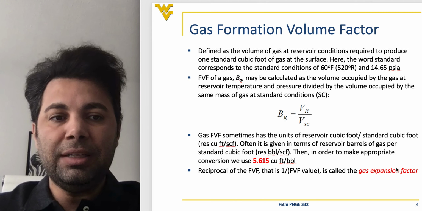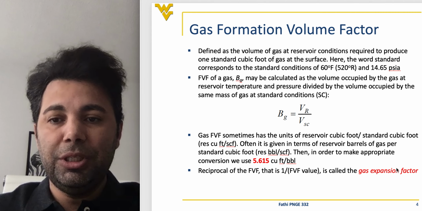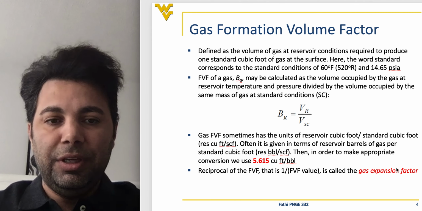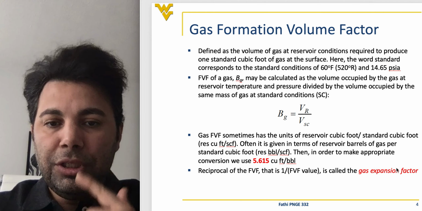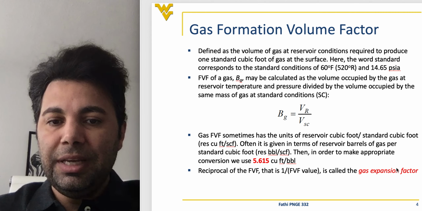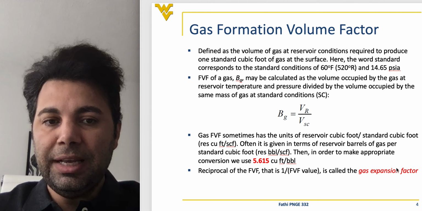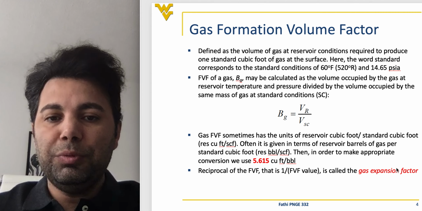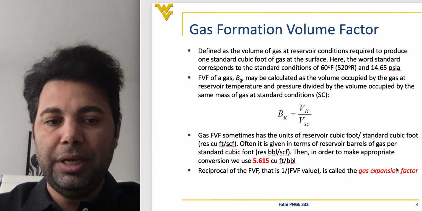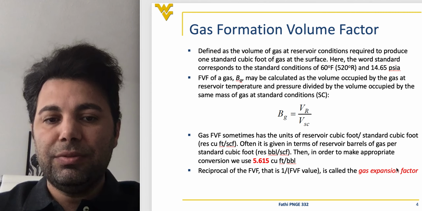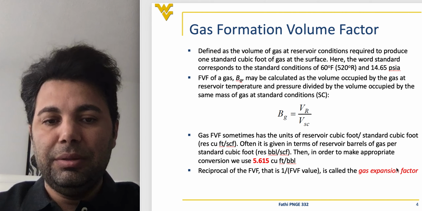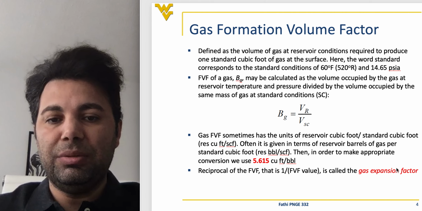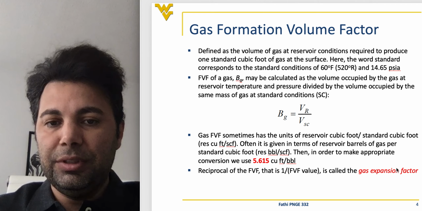So the gas formation volume factor is shown by Bg and is defined as VR over V at the standard condition. Okay, so the dimension can be reservoir cubic feet of gas per standard cubic feet of gas, or we can convert that to reservoir barrel per standard cubic feet of gas. The conversion factor is 5.615 cubic feet per barrel.